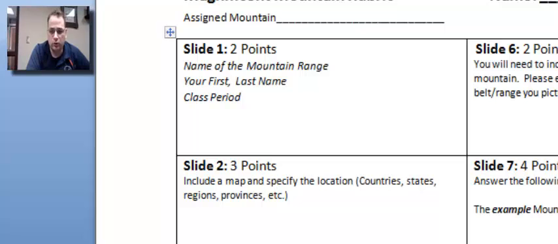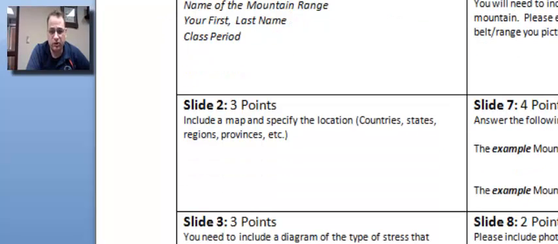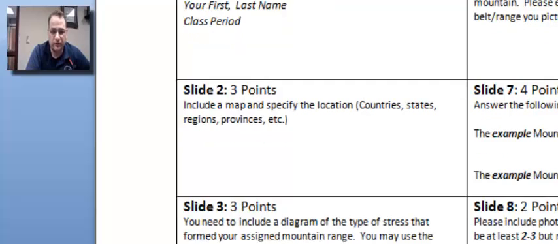Coming down, you need to include a map and the specific location, countries, states, regions, provinces, etc. of the mountain range. So if it is the Rocky Mountains, we briefly talked, a part of that is in Canada, United States, and goes into Mexico. I'd be expecting you to say west coast of the United States, Canada, and Mexico. Particular states that include major portions of it could include Idaho, British Columbia, etc. Do that, you have another 3 points.